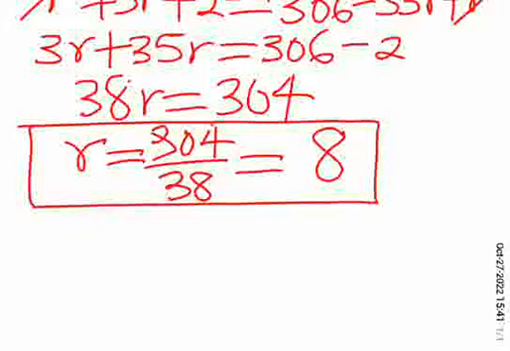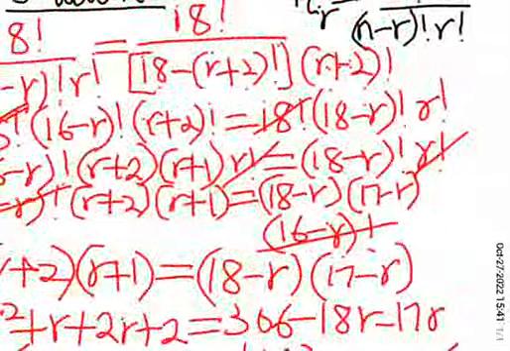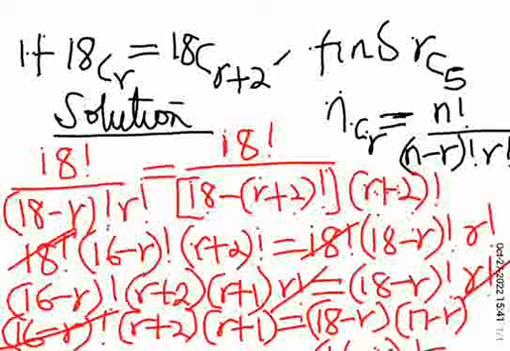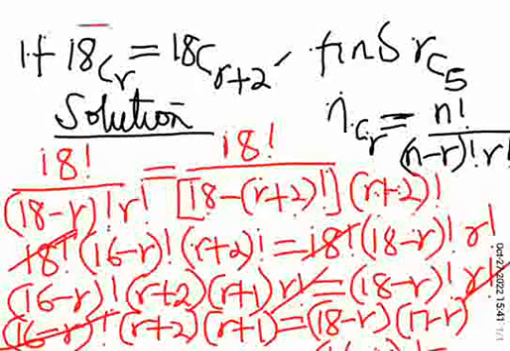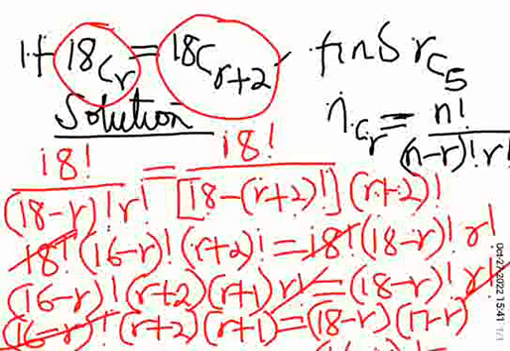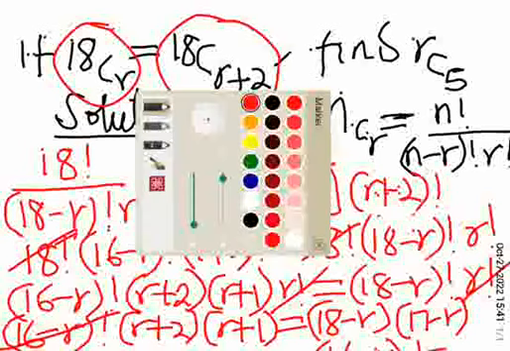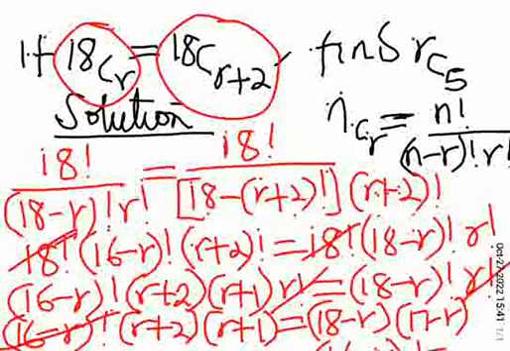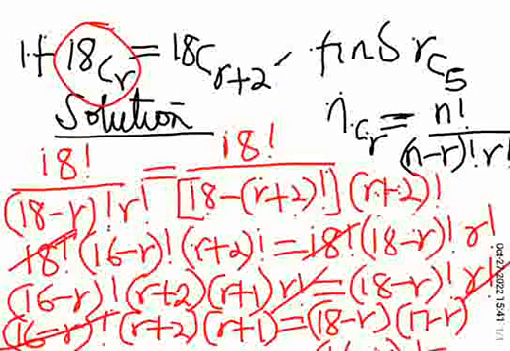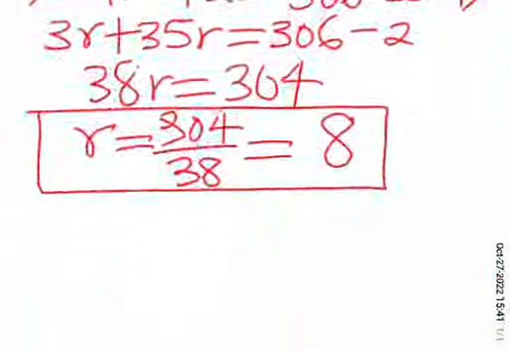If you go on to substitute it into the original expression where they said 18 combination R has to be the same as 18 combination R plus 2, you will get the same answer. On the left-hand side, we're going to have 18 combination 8. On the right-hand side, we're going to have 18 combination 8 plus 2, that is 10. So 18 combination 8 is the same as 18 combination 10. You work that out, that is what you get.